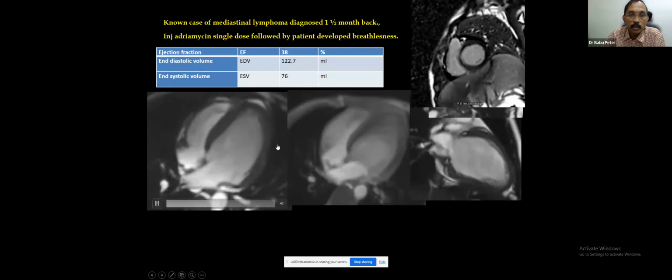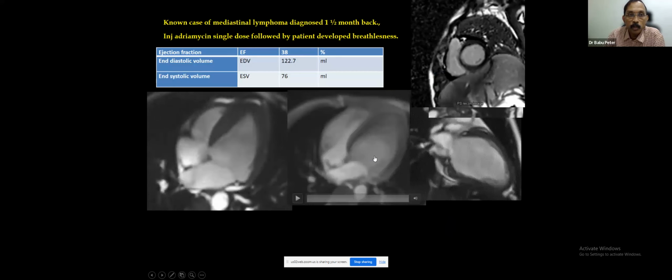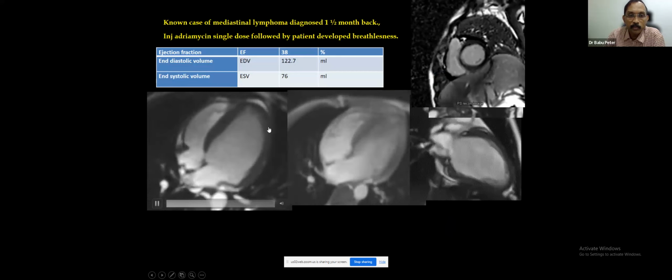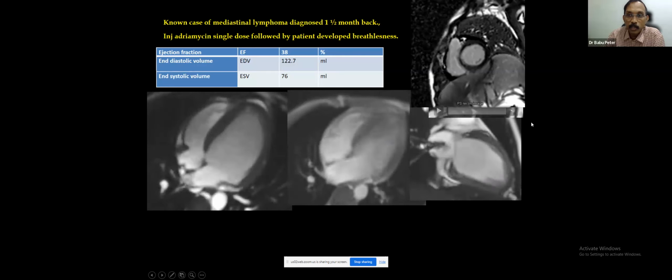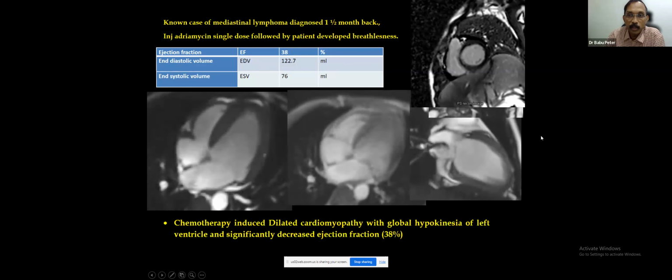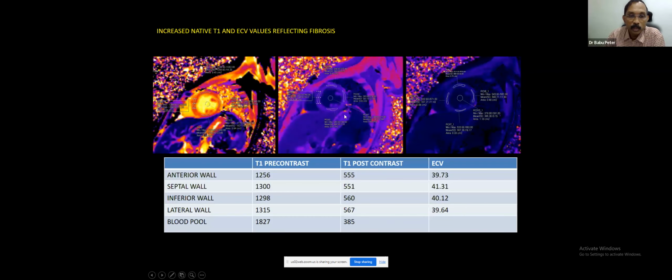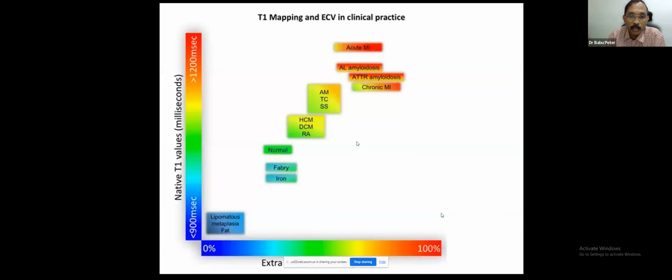The last case is a case of mediastinal lymphoma on chemotherapy, and the Adriamycin patient developed breathlessness, and was referred for cardiac MR. EF was significantly decreased. There is relative hyperkinesia of the left ventricle, and late gadolinium enhancement images did not reveal significant late gadolinium enhancement reflecting a scar or fibrosis. And the T1 relaxation values revealed relatively increased T1 values and increased ECV values, reflecting fibrosis in this post-chemotherapy patient. And this picture is seen in the various articles.